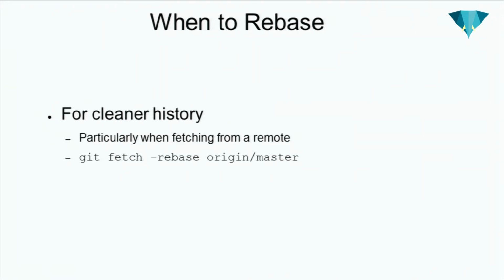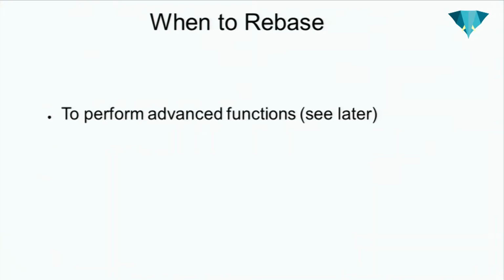And in order to do that, you'll need to do a fetch and rebase from origin master, or not necessarily master, but the idea is that you bring down the changes from the remote, but first you rewind yours, you play all of theirs on top, and then you replay yours on top of theirs. So you've now picked your changes up and put them on the latest version rather than risking a dodgy merge. Next, to perform advanced functions is a good reason to rebase, and we'll have a look at them later.